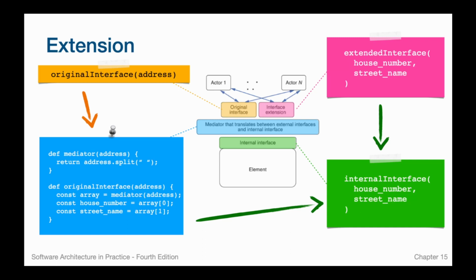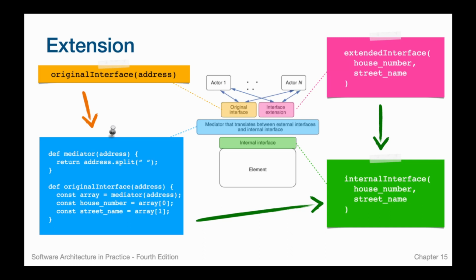Then the mediator, our blue box, if it's invoked from the original interface, then it would parse the address to pull out that apartment number, and then the mediator would pass that apartment number as a separate parameter into the internal interface. So our green is kind of our new extension. It's our internal interface. We put a new one out there that actors can use, that pink one, and then the mediator will help translate that orange original interface so that it works with our green internal interface.